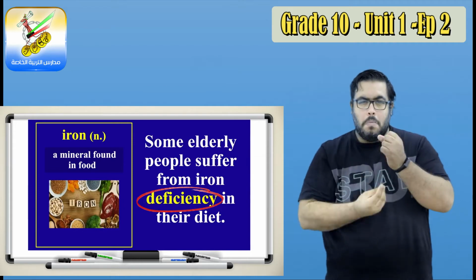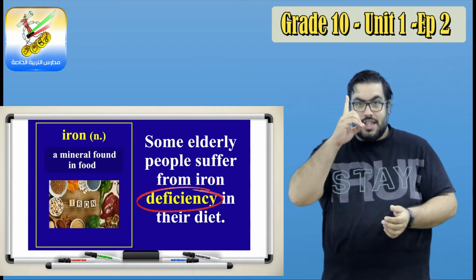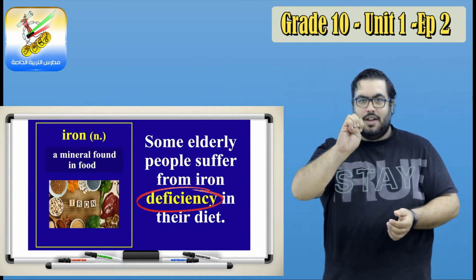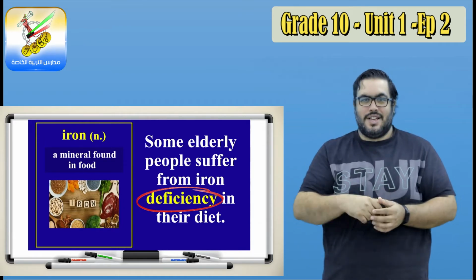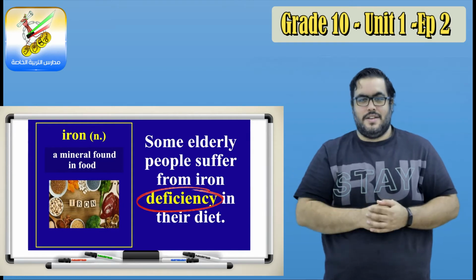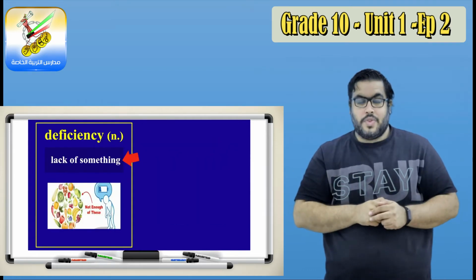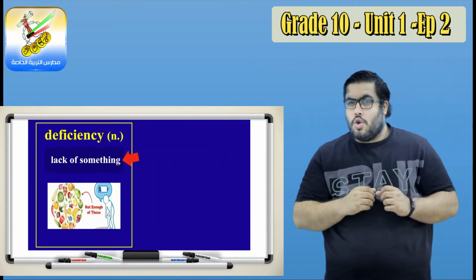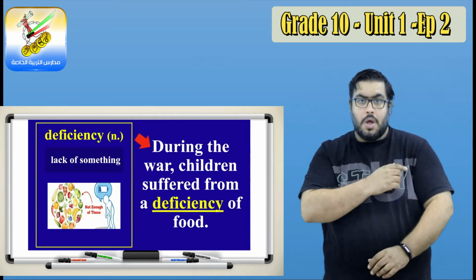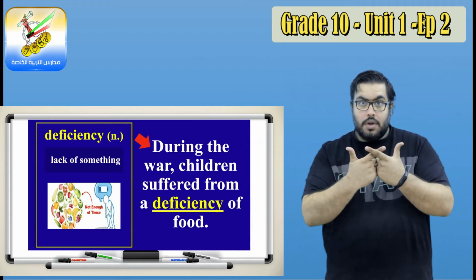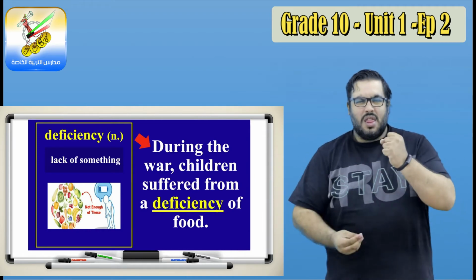We have a new vocabulary item as well, deficiency. From the context, what do you think it means? Take a few seconds. Now let's look at the answer together and see if you got it right. Deficiency is a noun, and it means lack of something. For example, during the war, children suffered from a deficiency of food. They had a lack of food.